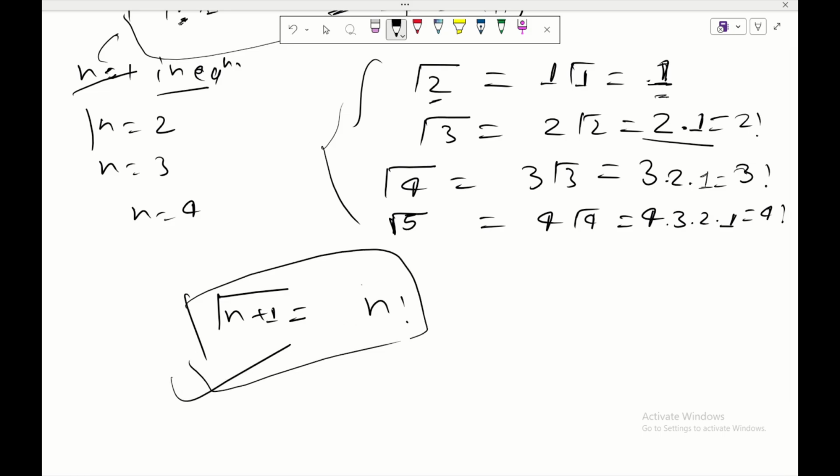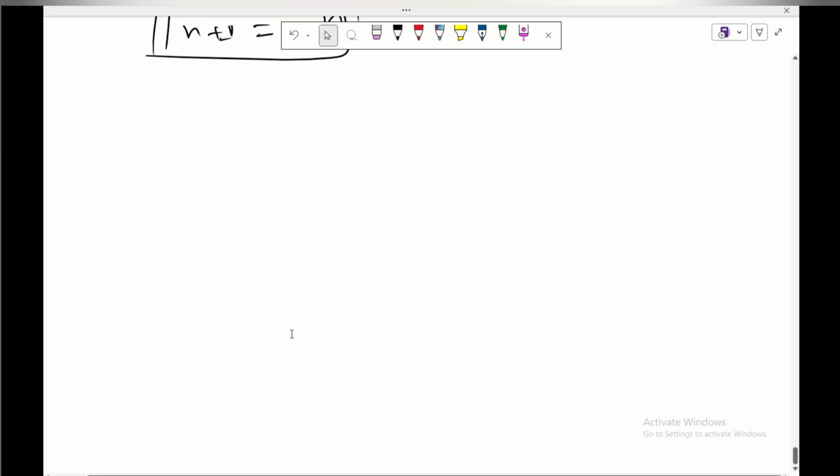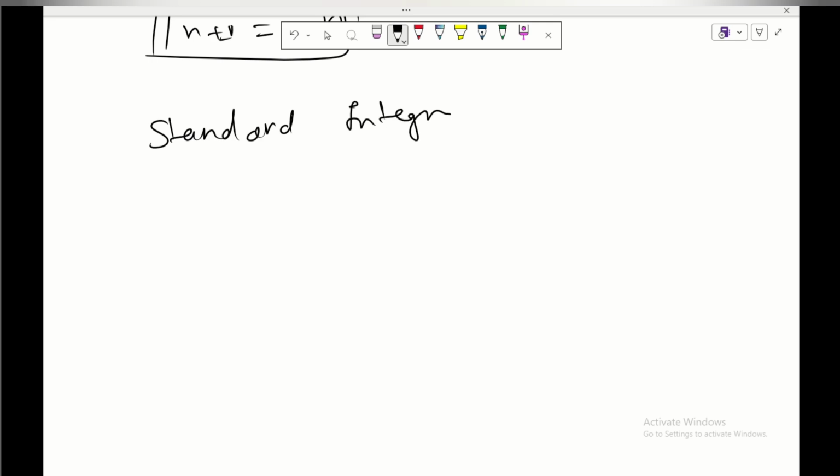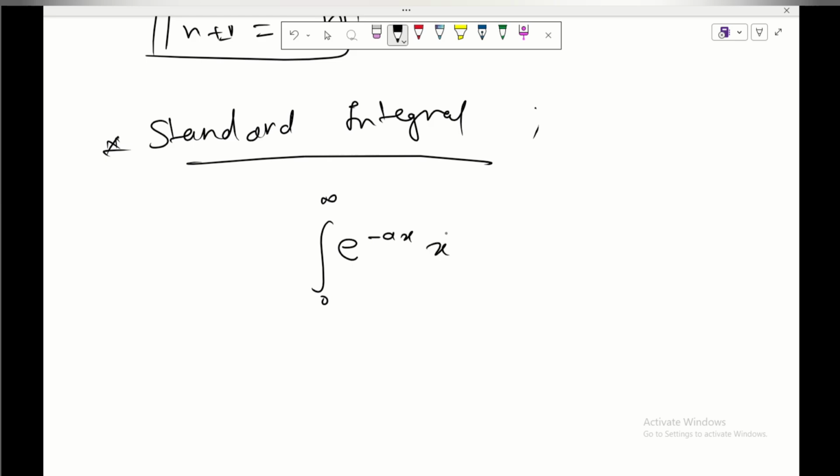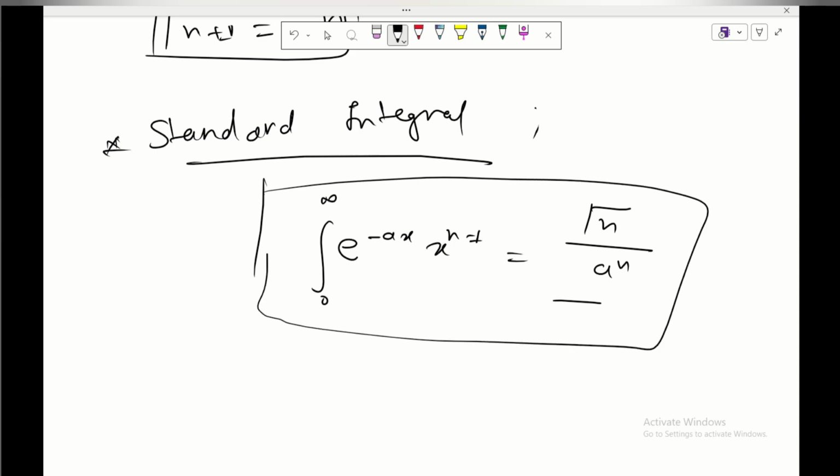Now we will move ahead. Now we will prove a standard integral. After that we will call it a day. So we will see now the standard integral. What is the standard integral? First see, we will prove that the integral from 0 to infinity of e^(-ax) x^(n-1) dx equals Γ(n)/a^n. We will prove this formula. It is a very simple formula because we will prove it using the definition of gamma function.